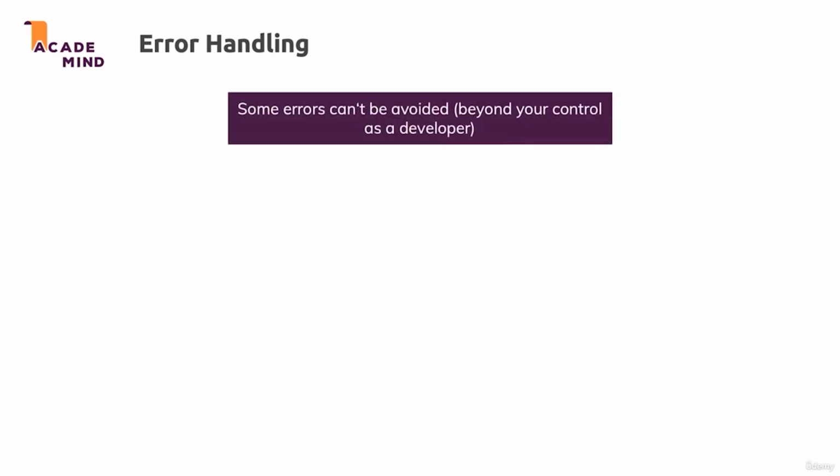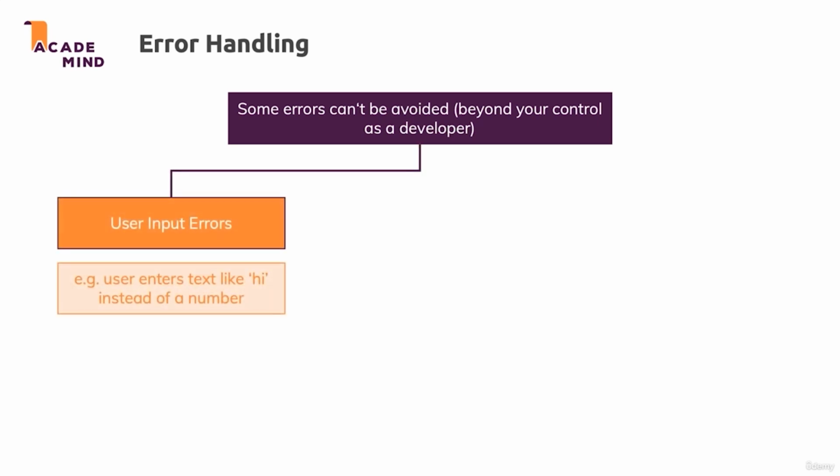In the JavaScript applications, in the programs you're going to write, you can't always avoid all errors. Some errors can't be avoided. And with that, I of course mean errors that are beyond your control as a developer. So I'm not talking about bugs which you introduced into your code or about syntax errors. You should have a look at the debugging module in this course to learn how you can fix and avoid such errors. I am talking about errors which you can't rule out when you're writing your code. For example, user input errors, that a user enters text like hi in a field where you expect a number.